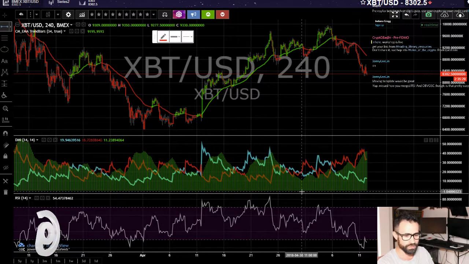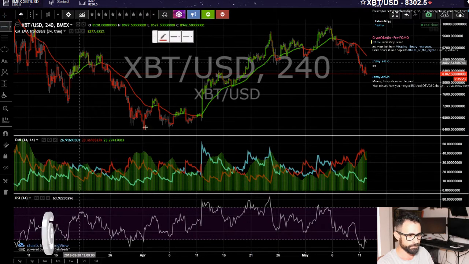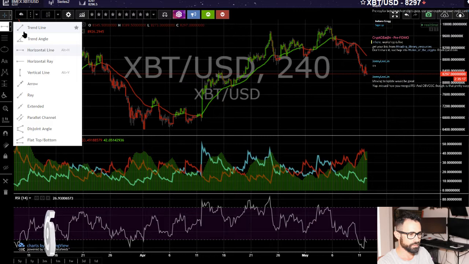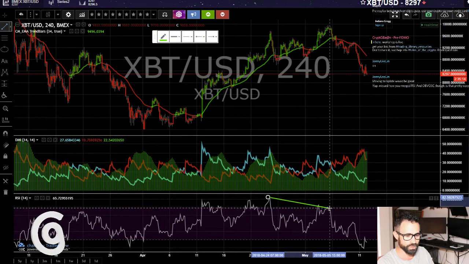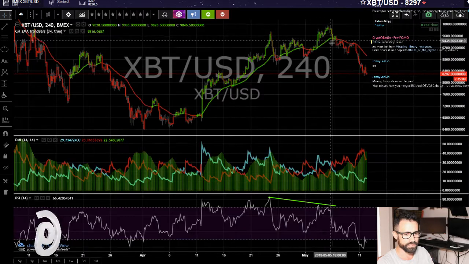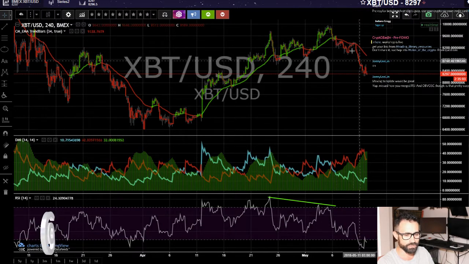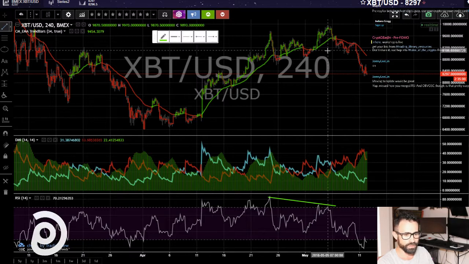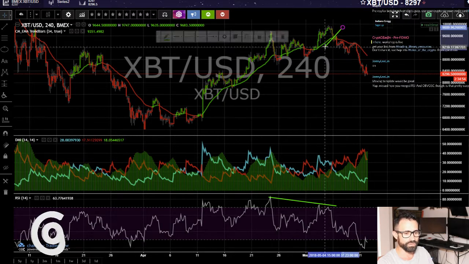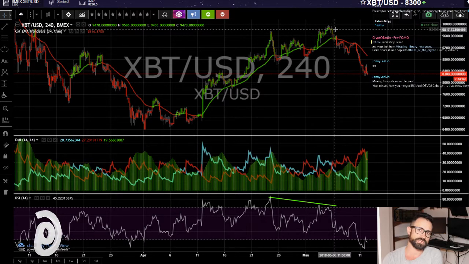The divergence trader would have gotten out somewhere over here on these two price peaks, and the moving average trader is going to get out on this crossover, right around here. So it's going to be all about where you want to define your edge, how much of that profit you want to keep on every trade, and how much sleep you want to get.